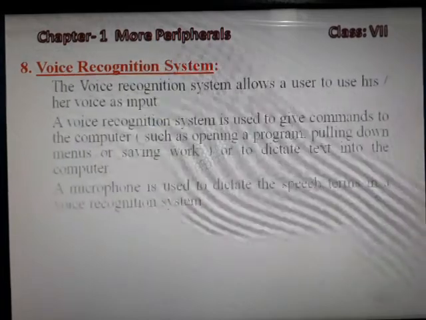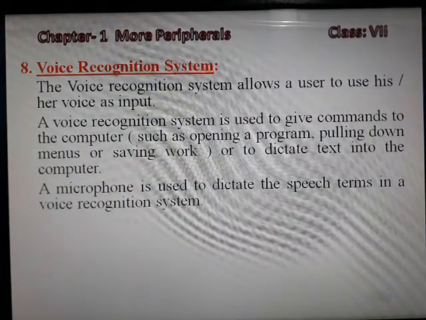Next, voice recognition system. The voice recognition system allows a user to use his or her voice as input. A voice recognition system is used to give commands to the computer such as opening a program, pulling down menus, or saving work, or to dictate text into the computer. A microphone is used to dictate the speech term in a voice recognition systems.